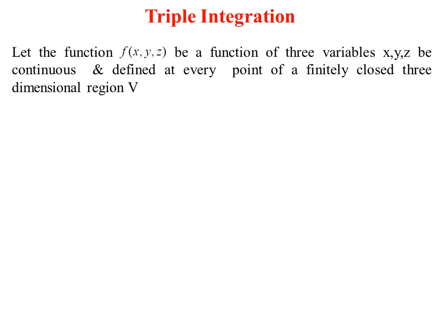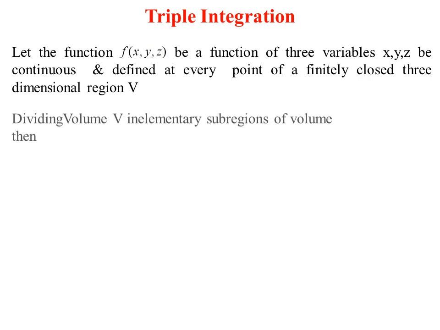Let the function f of x, y, z, a function of three variables x, y, z, be continuous and defined at every point of a finitely closed three-dimensional region, say V. Means we are considering some solid region in three-dimensional space over which we have to carry out this triple integration, and this function is continuous and defined at every point.